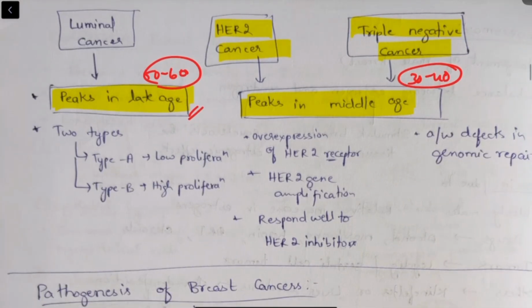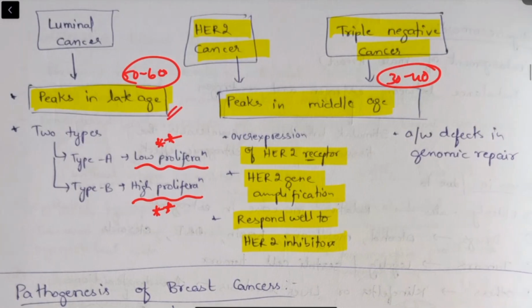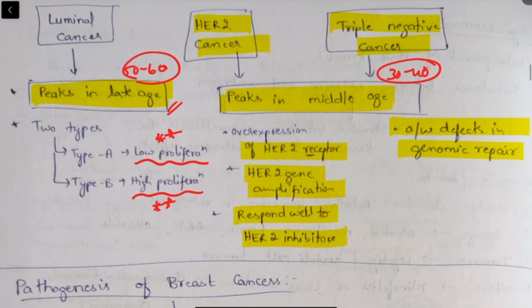Luminal cancer is again classified into two types: type A, in which there is low proliferation of cells, whereas in type B, there is high proliferation of cells. Then in HER2 cancers, there is overexpression of the HER2 receptor, hence the name HER2 cancer. HER2 gene amplification will be there, and these usually respond to drugs which are HER2 inhibitors. Whereas triple negative cancers are associated with defects in genomic repair.